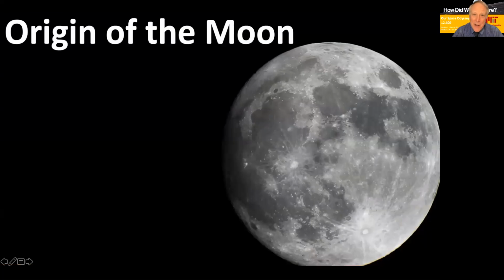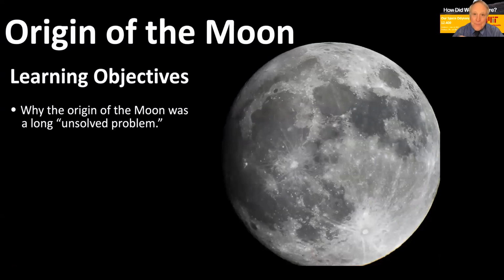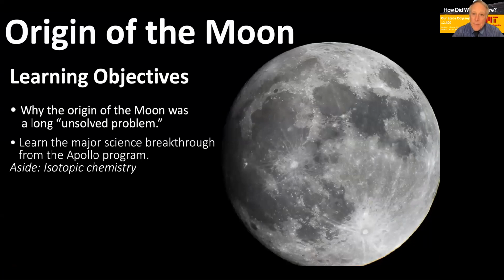Today, we're going to talk about the origin of the moon. I've got several learning objectives, and I'm going to tell you right up front what they are. The first is to understand why the origin of the moon for a very long time was an unsolved problem. And then try to explain what was the scientific breakthrough of the Apollo program that led to our understanding of where the moon came from. To do that, we're going to take a little bit of an aside and learn a little bit about isotopic chemistry.